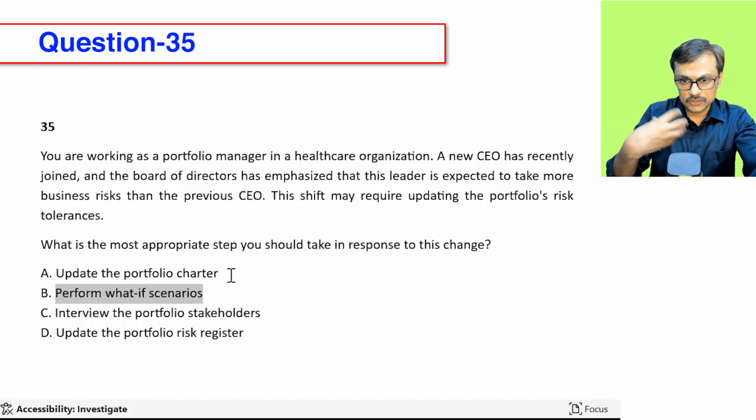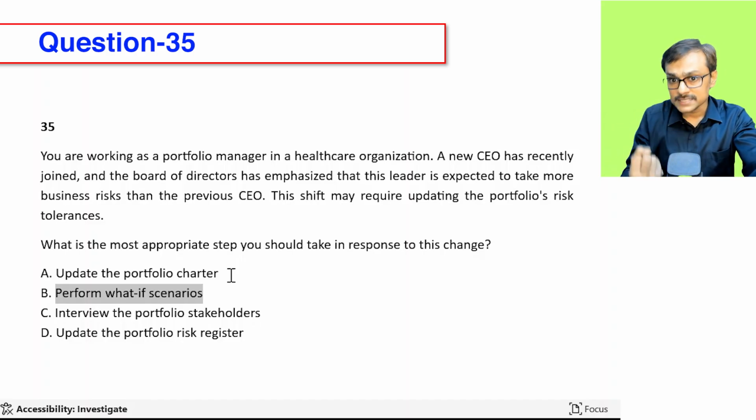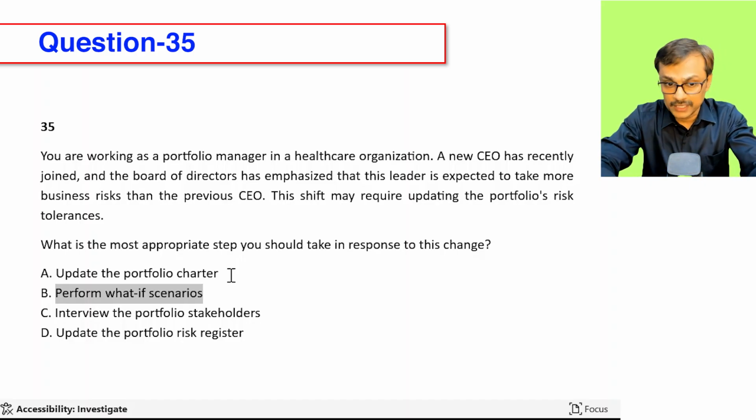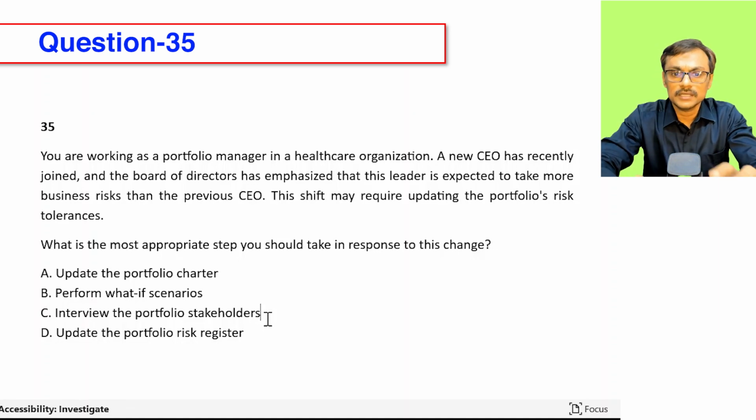Yeah. So as of now, it looks like I need to understand and possibly then update. So not looking that great. Interview the portfolio stakeholders. Looks good, because I need to update the modified risk appetite. I need to update the risk tolerance so that I can update the risk management plan. So that looks good. Update the portfolio risk register.